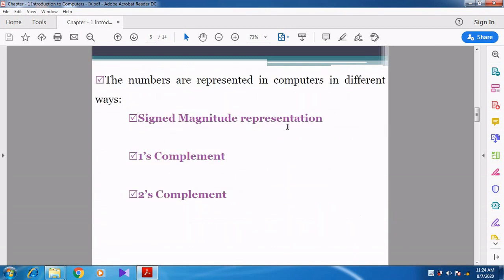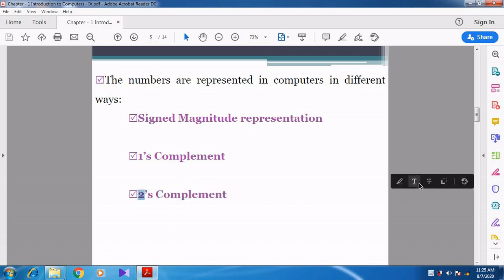The numbers are represented in computers in different ways. What are the different ways we can represent numbers? The first is signed magnitude representation, the second is ones complement, and the last is twos complement. Using these three methods we can represent a number, and in this video we are going to discuss these three ways.